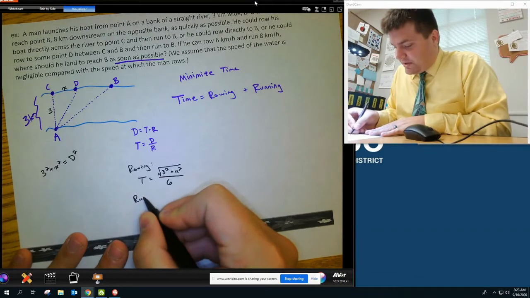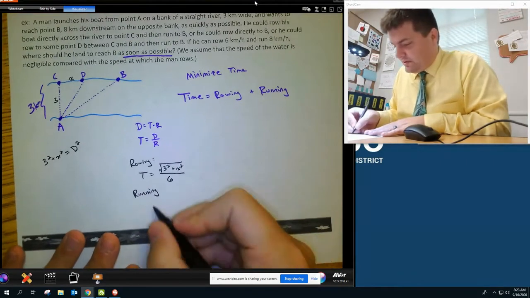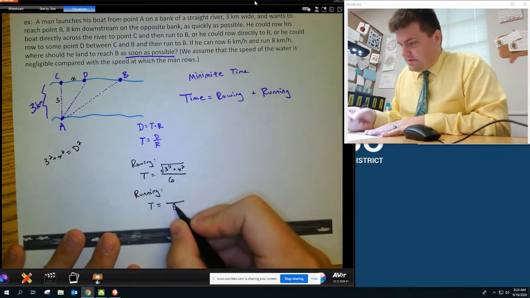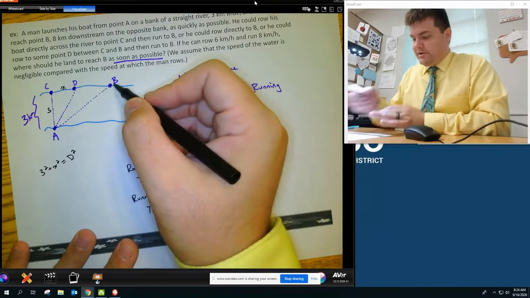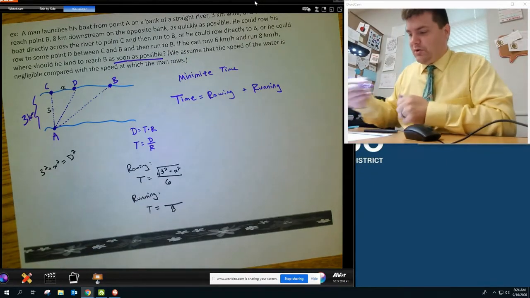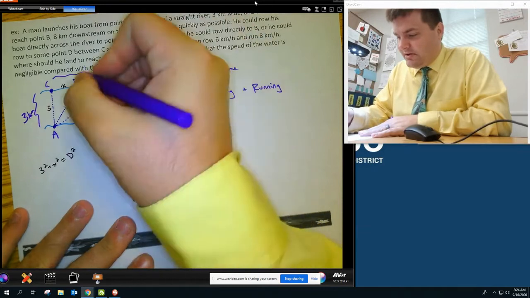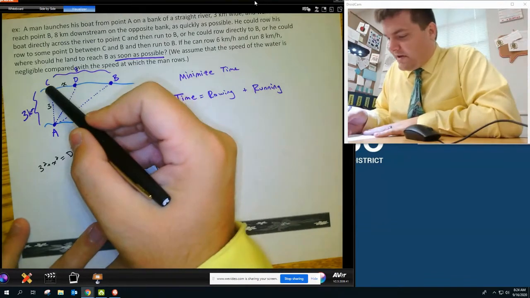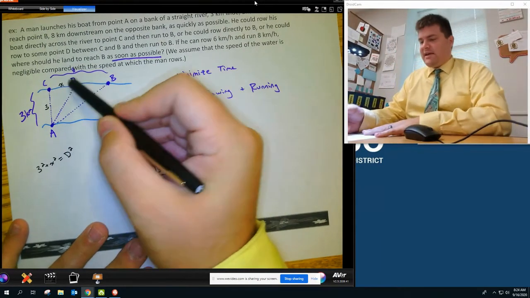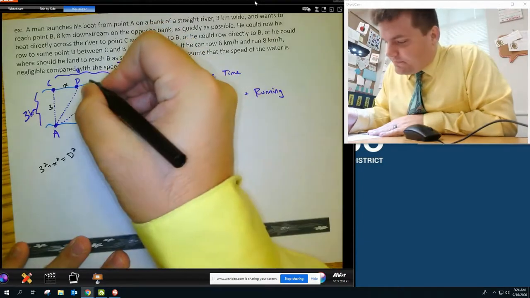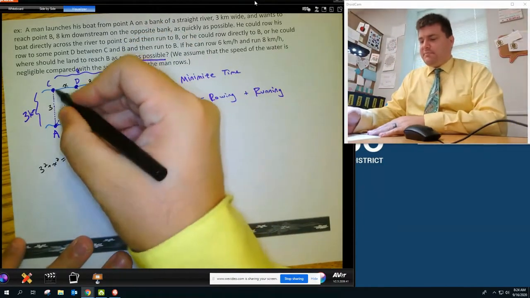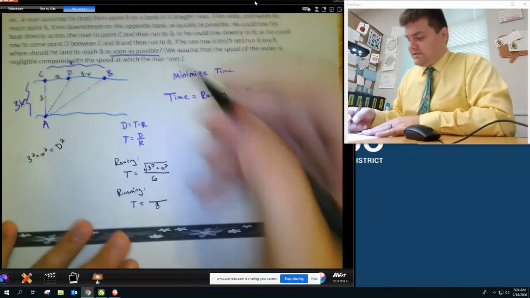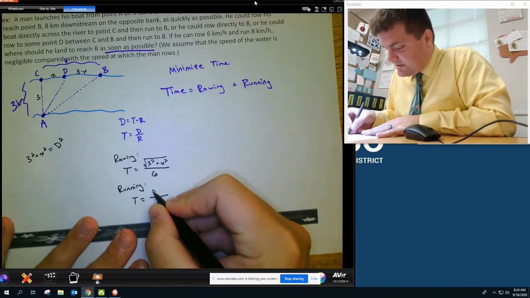My time for running, well, my rate is 8, and then I'm running this much over here. Well, real quickly, how much is that? Well, if from C to B, if that's 8 kilometers, okay, so if I go over an X amount, I have 8 minus X remaining. So for instance, if D over here is 2 away from C, then 6 is the remaining. So that's why it's 8 minus X. So this is just going to be 8 minus X.